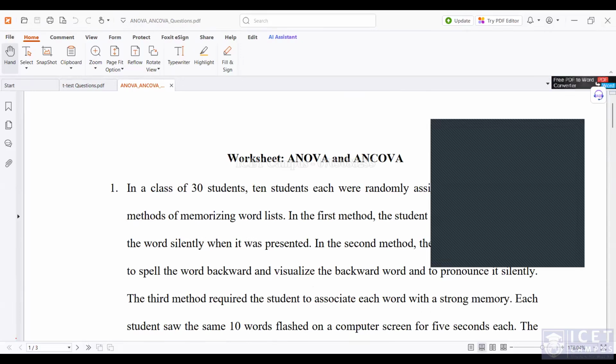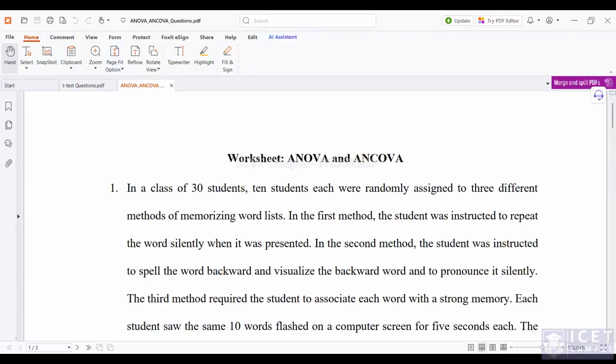It is about ANOVA. Do you know what ANOVA is? It is just hypothesis testing like the t-test. The difference is that in a t-test we can compare only two groups, but if we use ANOVA, we can compare any number of groups. So we'll see the worksheet for ANOVA.